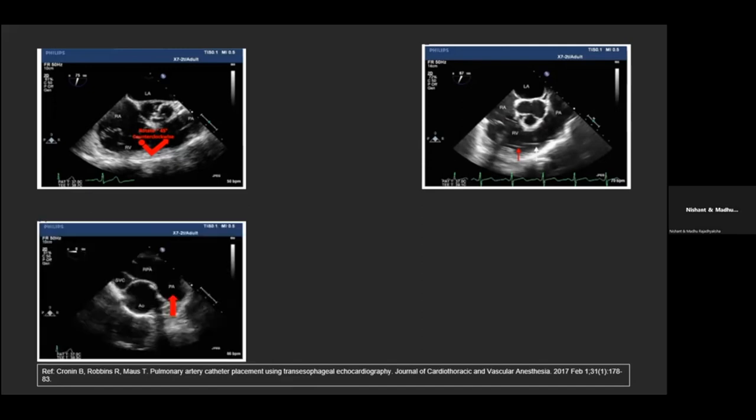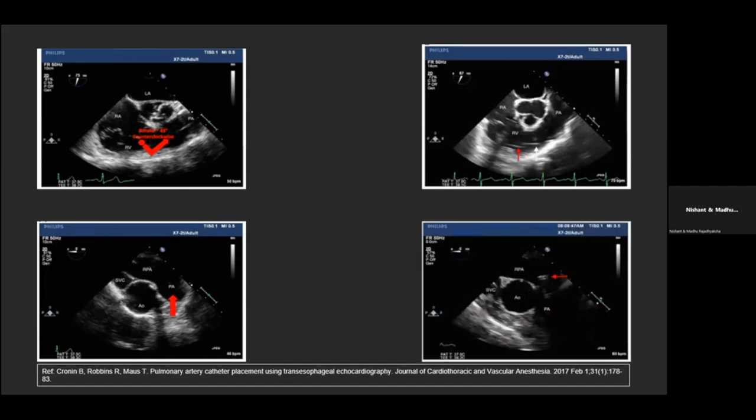This is an ascending aorta short axis view. The pulmonary artery catheter's final position can be confirmed in the main pulmonary artery or a proximal branch. Transesophageal echocardiography can potentially decrease the incidence of complications. Here we can see it in the right pulmonary artery. Using TEE, we can decrease the incidence of arrhythmia induced by migration of the catheter into the right ventricular outflow, or we can minimize the damage to the pulmonary circulation by optimizing the depth of insertion.